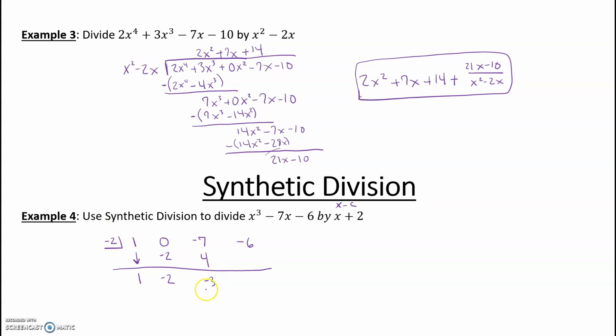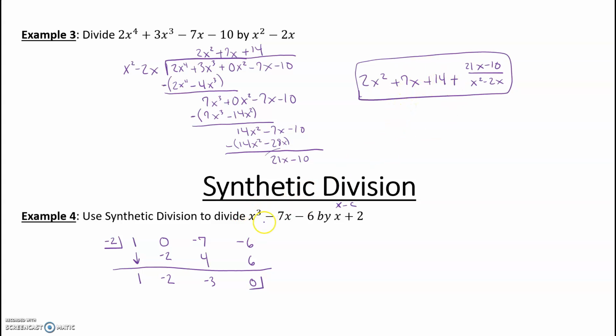Multiply, negative 2 times negative 3 is positive 6. Add, you get 0. And that actually is your remainder. So how do you write this? Because this doesn't look like the answers we were getting before, right?